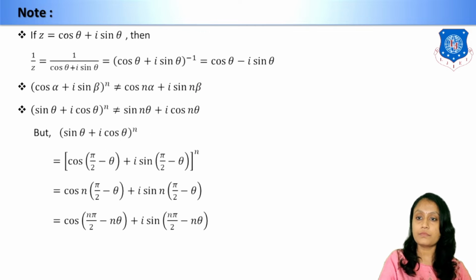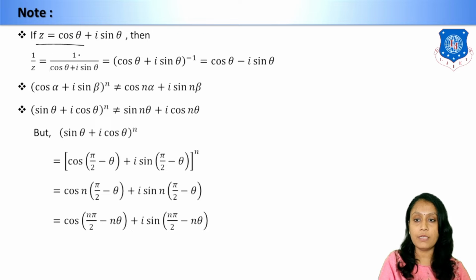Alright, now if z is cos theta + i sin theta, then 1 upon z will be 1 upon (cos theta + i sin theta). This we can write as (cos theta + i sin theta) whole raised to minus 1. So using the previous formula, we can write this as cos theta minus i sin theta. Now (cos alpha + i sin beta) whole raised to n is not equal to cos n alpha + i sin n beta. Also (sin theta + i cos theta) whole raised to n is not equal to sin n theta + i cos n theta. These two we cannot write.